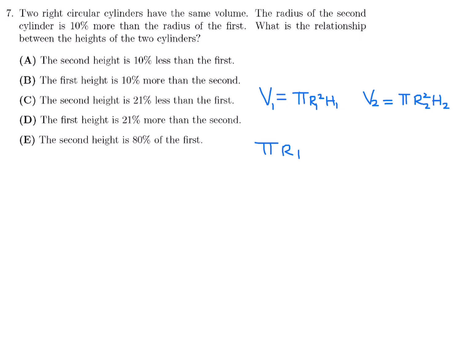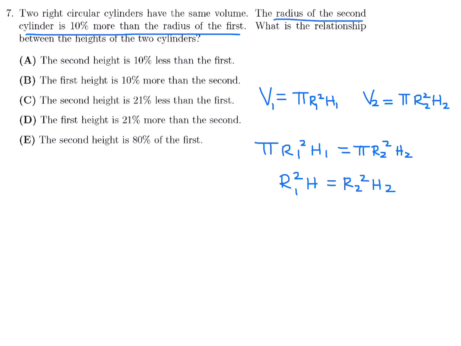All right, so let's set them equal to each other. Pi r1 squared h1 equals pi r2 squared h2. Well, the pi's cancel. And then there's a piece of information they give me in the question that I need to sub in. That is, the radius of the second cylinder is 10% more than the radius of the first. So that means that R2 is equal to 1.1 R1.